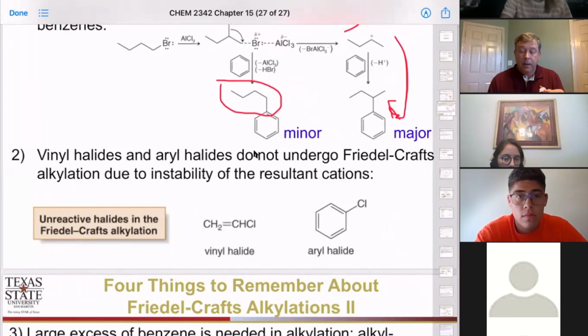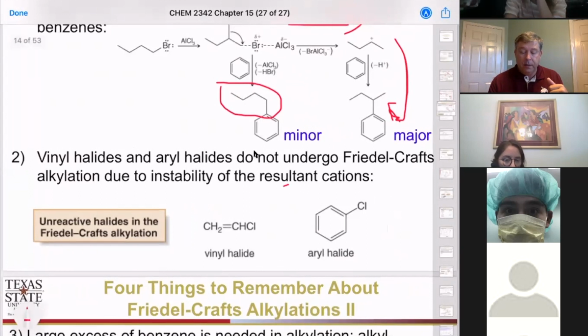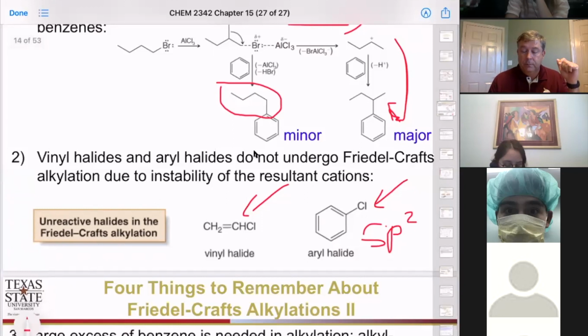Okay, so in both cases, these are sp2 hybridized carbons, and sp2 hybridized carbons do not work in this system. And it all goes down to the idea that that vinyl carbocation is the least stable carbocation, and it's very difficult to form. So we do not see this reaction happen.